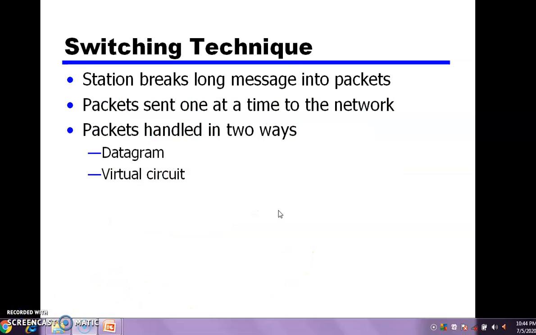Next one is switching techniques. So what are the different switching techniques we have? The station breaks long messages into small packets. Packets are sent one at a time to the network. The packets are handled in two ways. One is the datagram approach and the other is the virtual circuit approach.